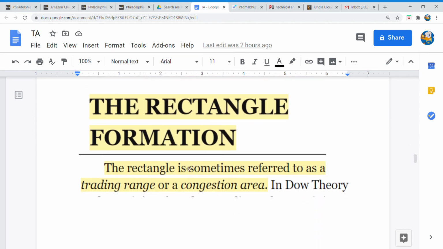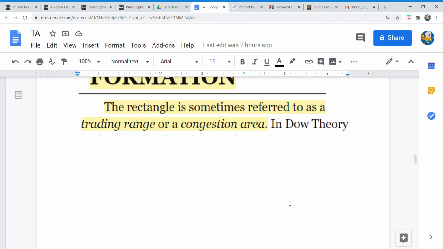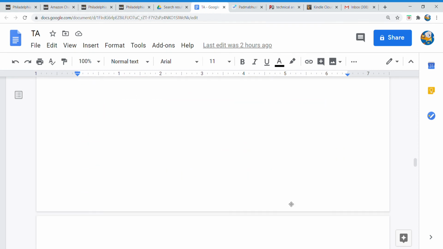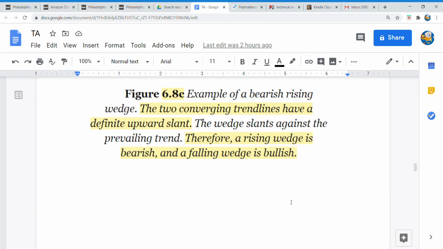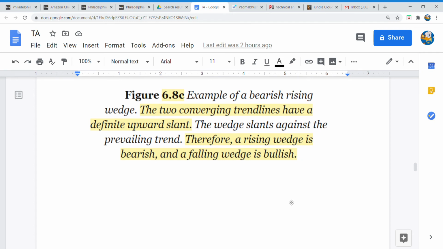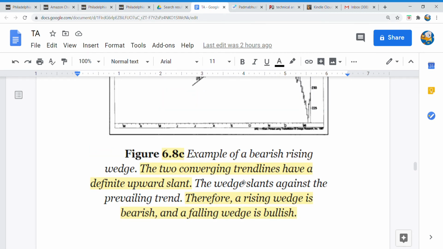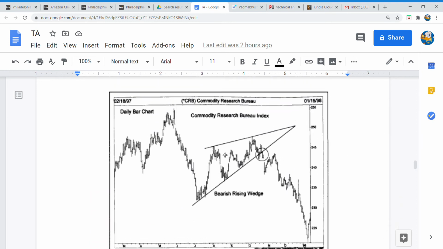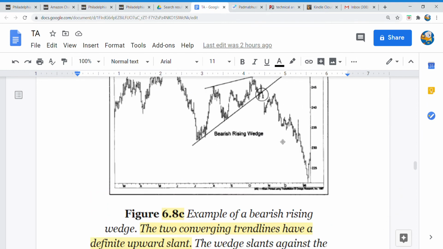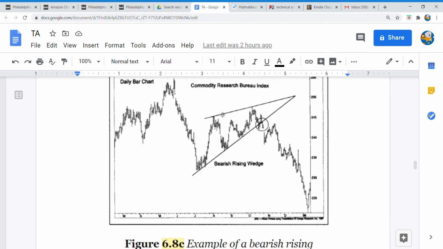Rectangle formation. A rectangle is sometimes referred to as a trading range or a congestion area. Two converging trend lines have a definite upward slant. Therefore, a rising wedge is bearish and a falling wedge is bullish. So this has an upward slant.